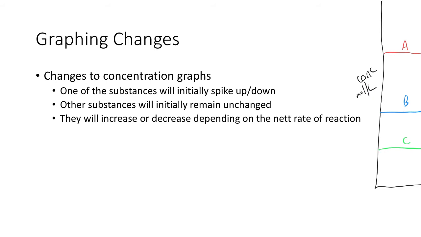Okay, so that was rate of reaction graphs. Now this is concentration graphs. In concentration graphs, one of the substances will spike up or down. That makes sense because we've just either added or removed some, right? And the other substances, because there might be more than one, will remain unchanged, because you didn't do anything to them when you changed one substance. Then after that point in time, they will increase or decrease depending on the net rate of reaction. Everything else changes depending on the net rate of reaction.